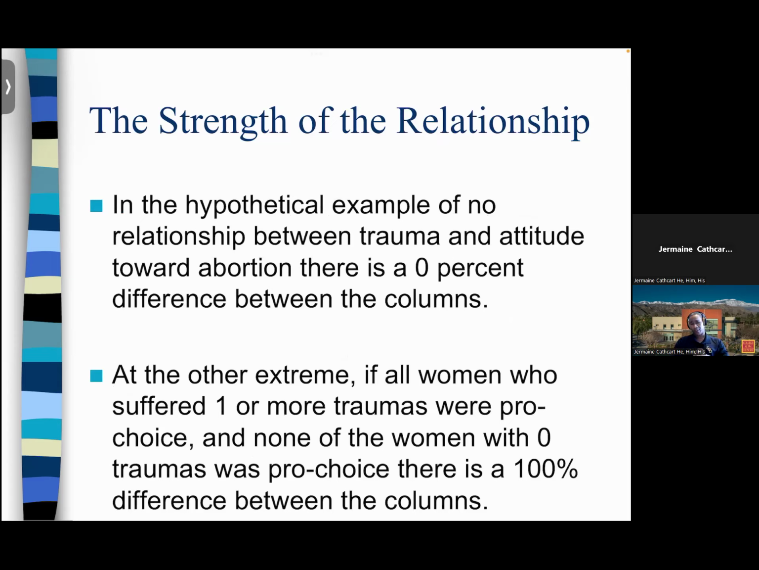On the other extreme, if all the women who suffered one or more traumas were pro-choice and supported abortion, then we would have a 100% correlation, a perfect relationship, which is something you never really see in the social sciences. You never see this perfect relationship like, if you had a trauma, then you're definitely supporting abortion, and if you had no trauma, then you're definitely not supporting abortion. We never see stuff like that. Typically, we never see stuff like that.